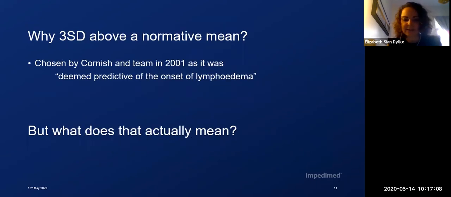But why was 3 standard deviations above the mean chosen to be the original threshold? The paper just said that it could be deemed predictive of the onset of lymphedema. Others have suggested that this is a very conservative threshold, so that if you saw a number above this value, you could feel quite confident that it was unlikely to be a normal interlimb ratio and therefore suggestive of swelling occurring. But why would you feel confident in saying that? We actually have to go back to our basic stats to understand this.